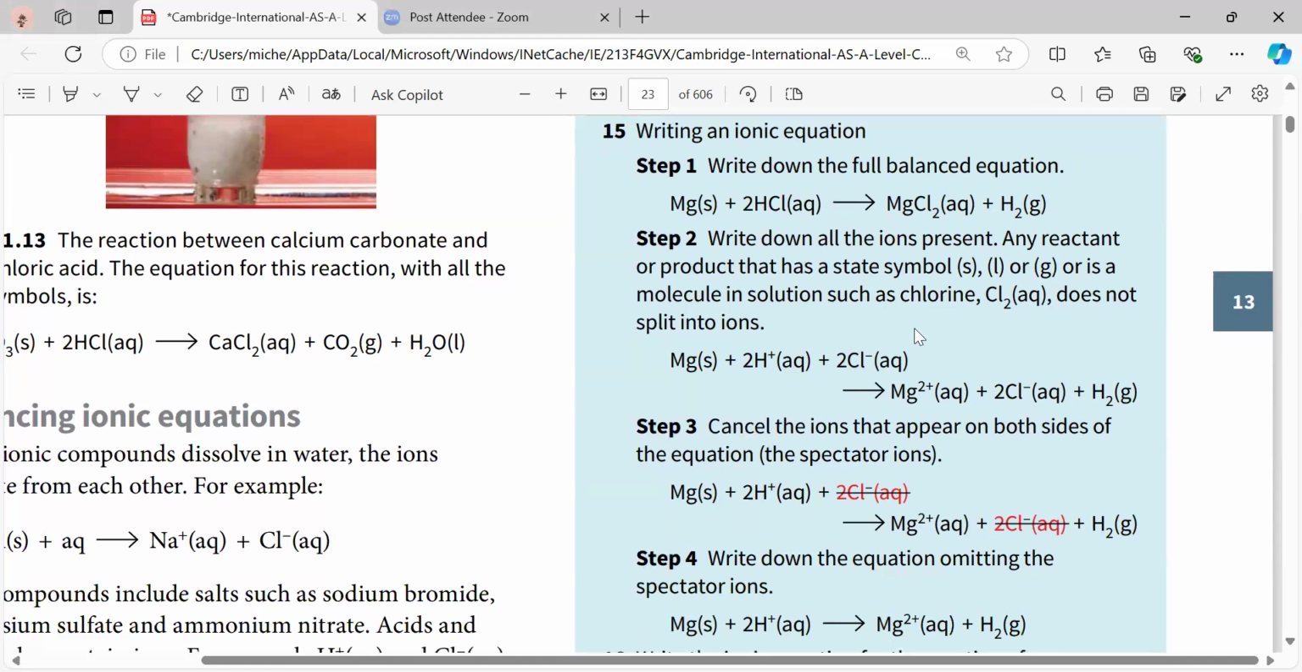So we're going to write down all the ions present. Any reactant or product that has a state symbol s, l, or g, meaning solid, liquid, or gas, or is a molecule in solution such as chlorine or CO2, does not split into ions. So take note of that.